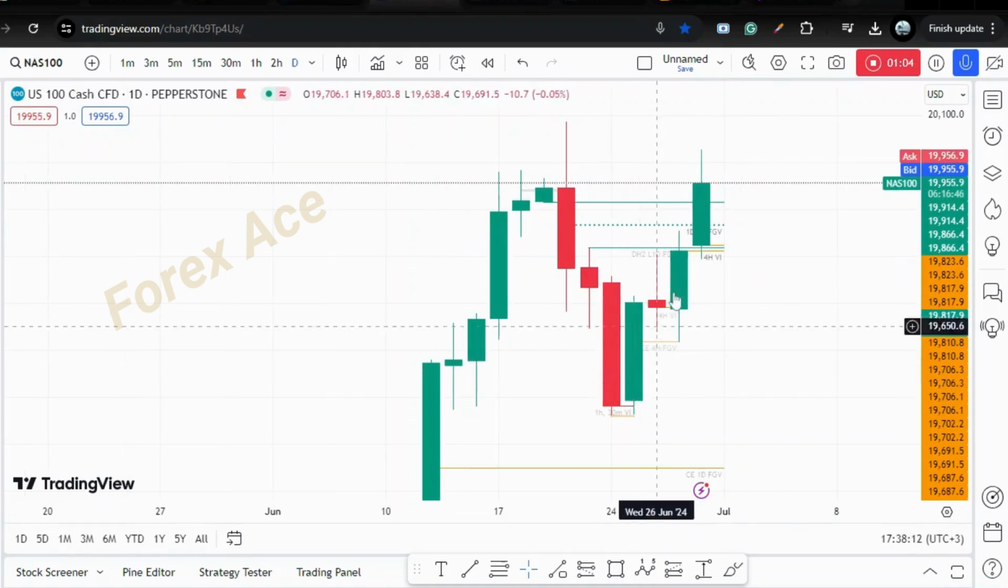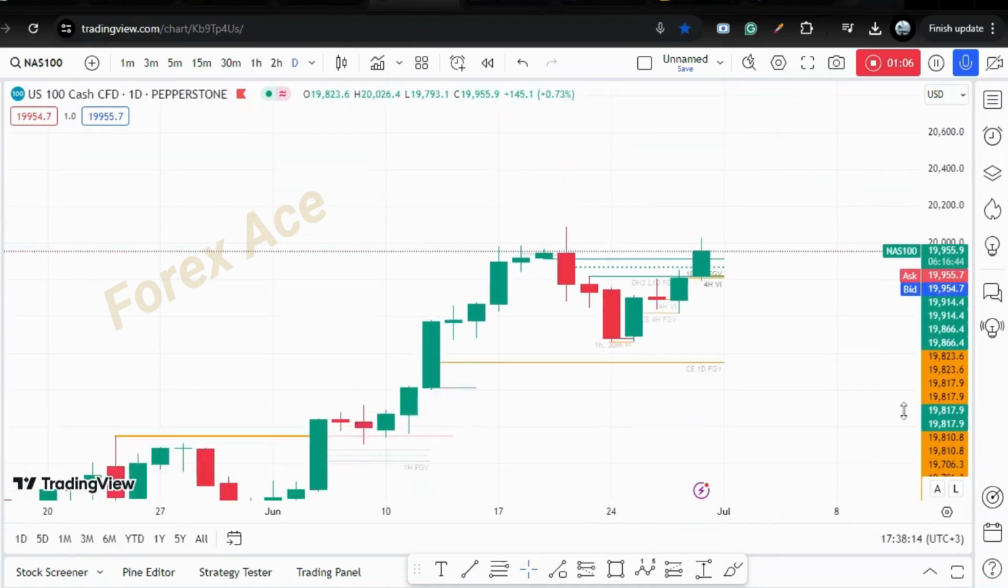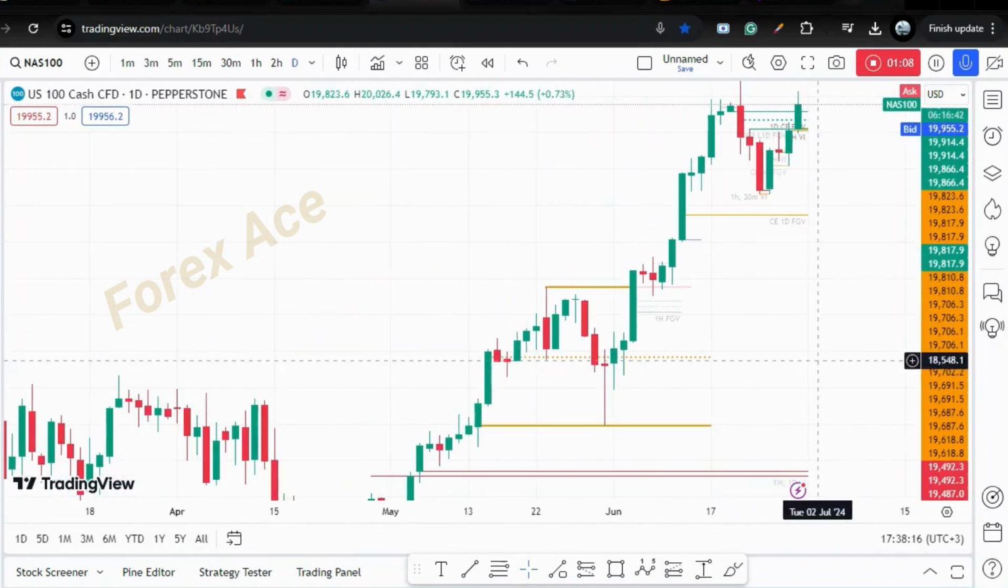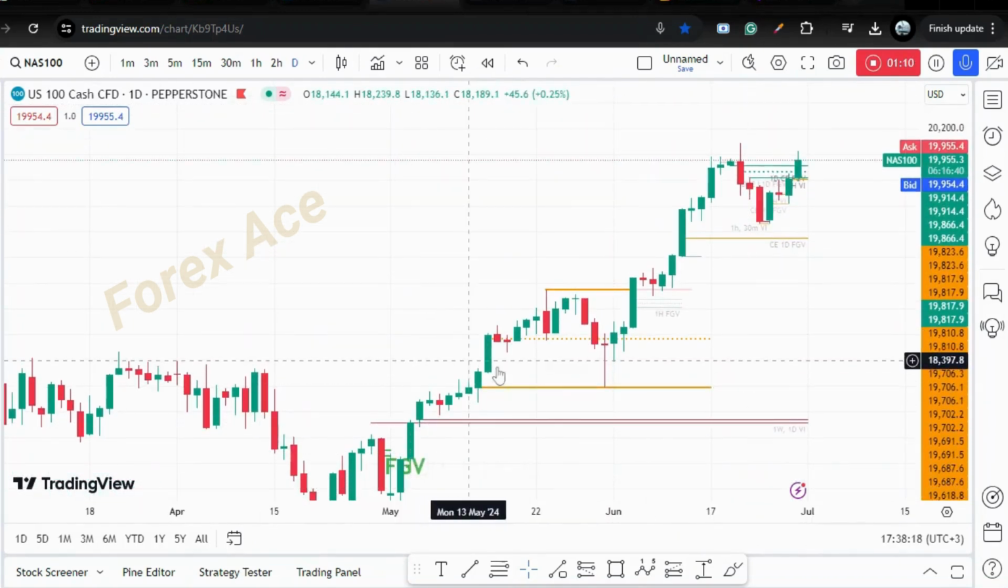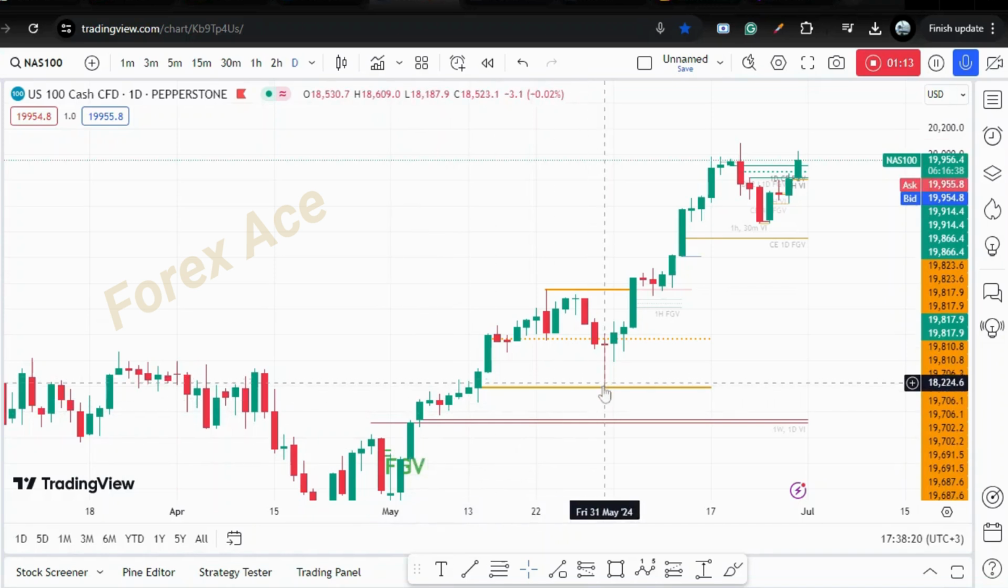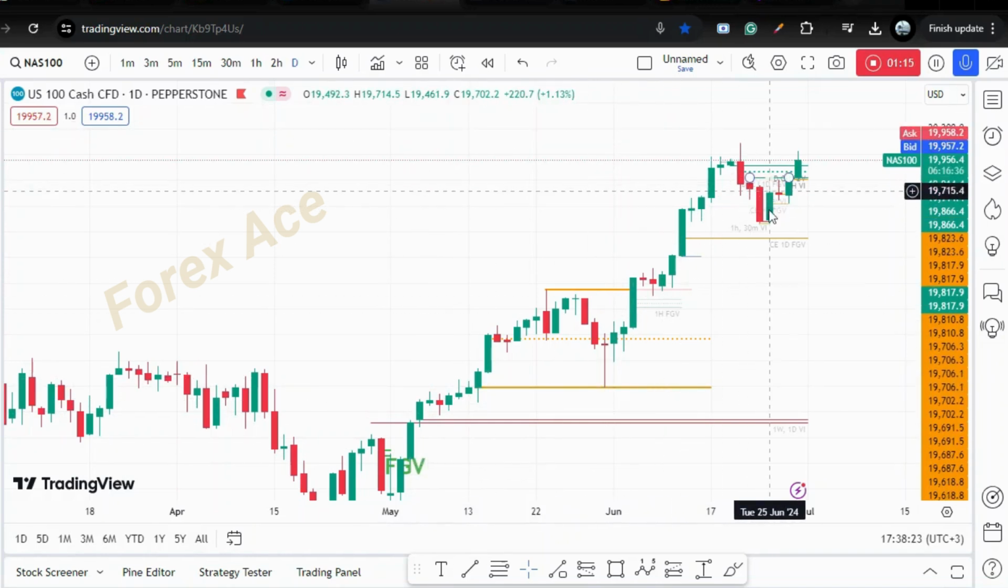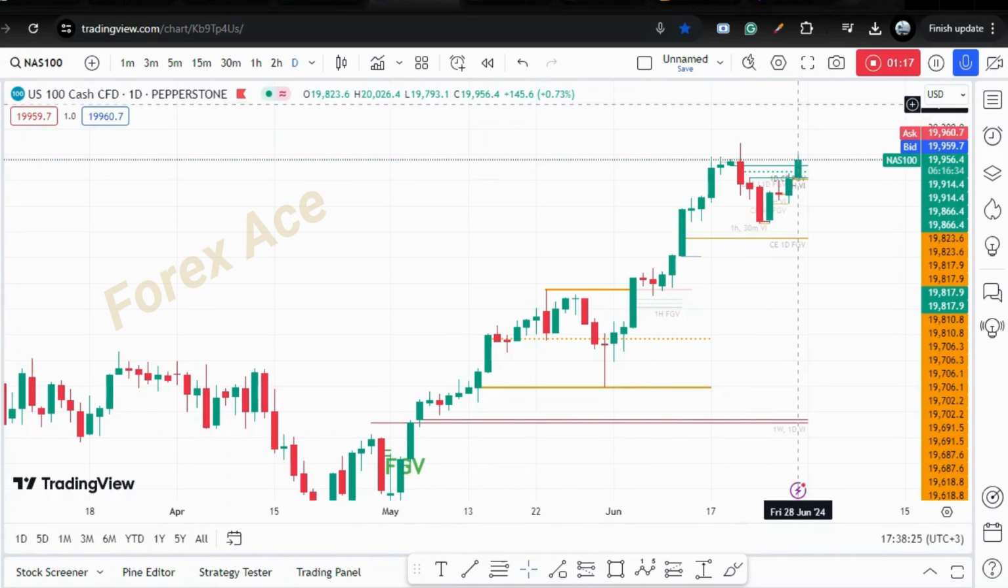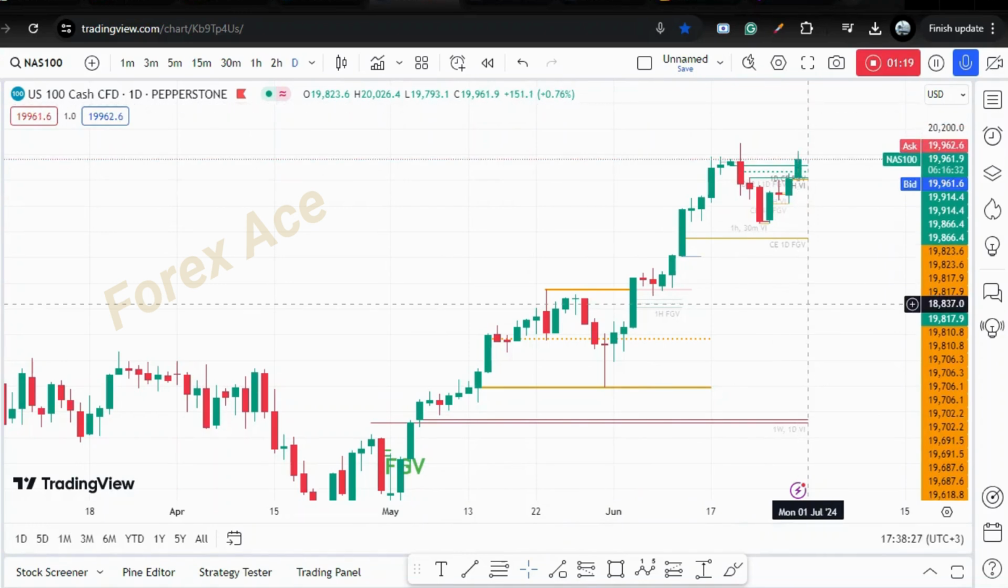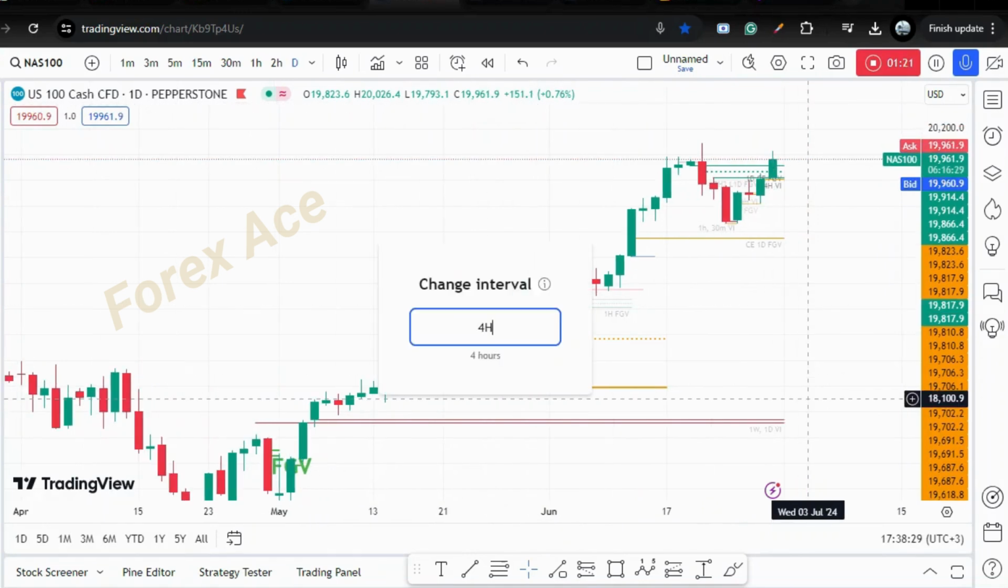Do you see? So I can term this as a bullish market. So the general trend of the market is bullish. Do you see? The market has been going up, forming lower highs and higher highs. Lower highs, and I expect a higher high. So probably next week. So let's go to the 4 hours.